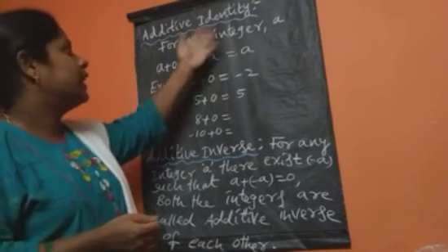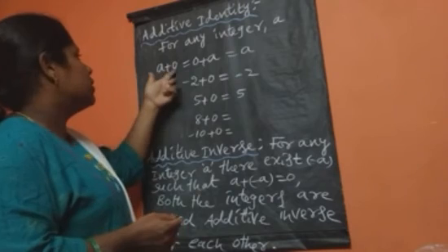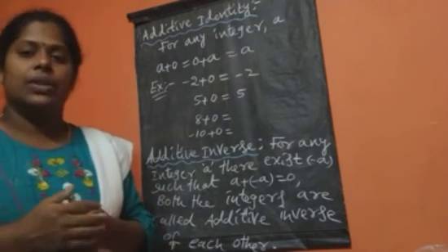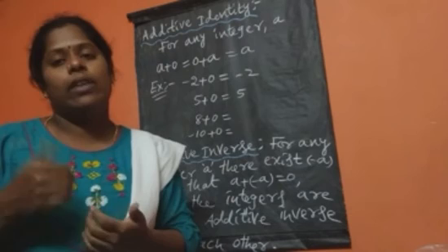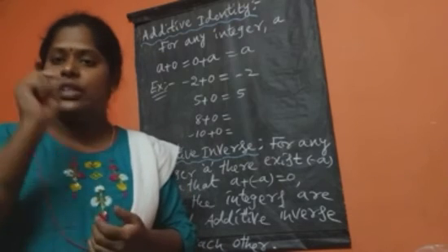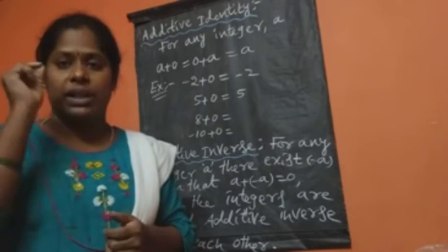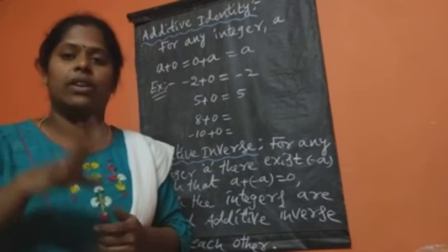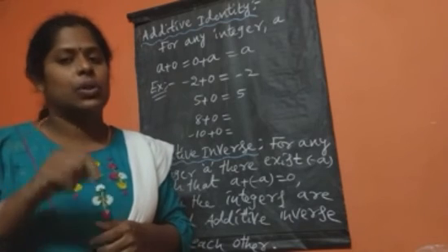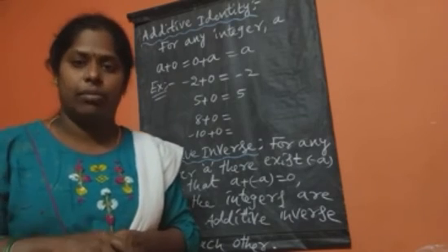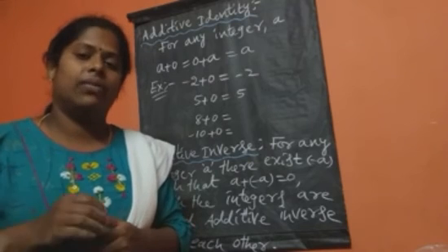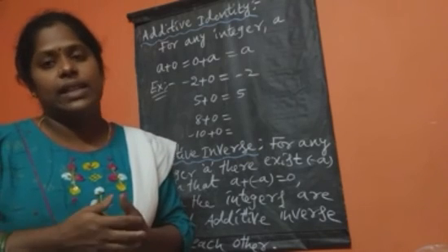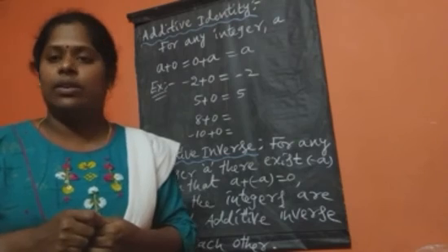So for any integer a, a plus 0 is equal to 0 plus a is equal to a. So for any integer, to get a again, we have to add 0 only. So we can say that 0 is the additive identity of any number. So 0 is the additive identity of any number. So for any integer a, if a plus 0 is equal to 0 plus a is equal to a, then we can say that 0 is the additive identity.